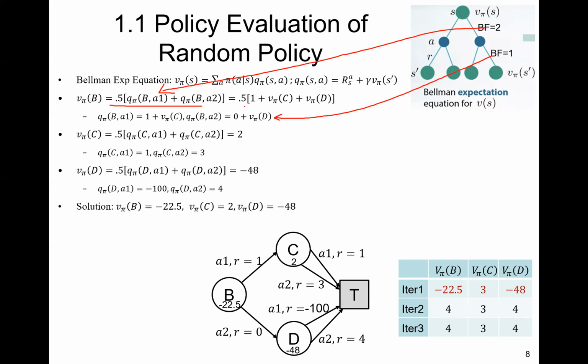So from B, if you take action A1, you get a reward of 1 and go to C. If you take action A2, you get a reward of 0 and go to D. Similarly for the others. So if you solve the set of linear equations, you get this solution.